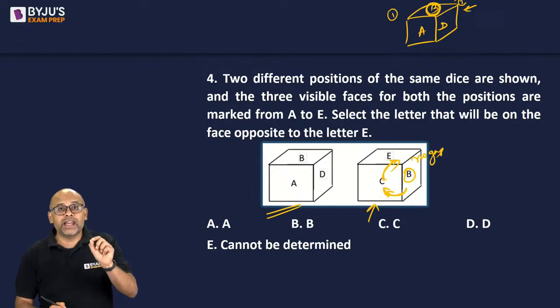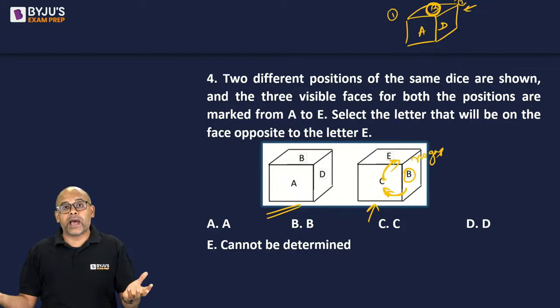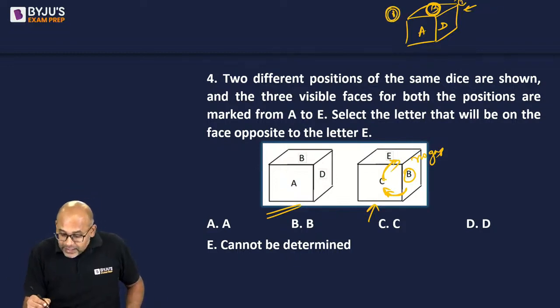So you have to pick the side. The first side should be picked in such a way that when you're moving clockwise, there is no gap. So this is the first side, then the back side will be the second side. So C will come here and your E will come here.